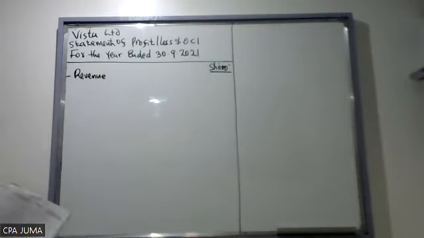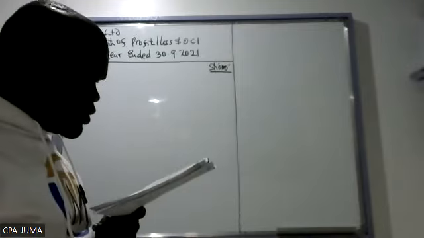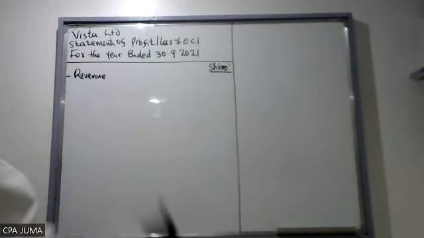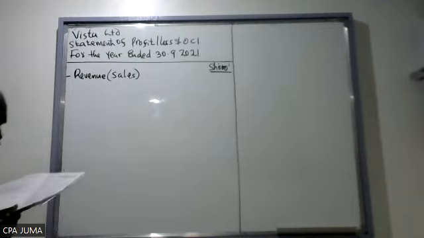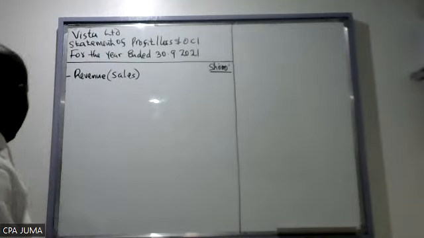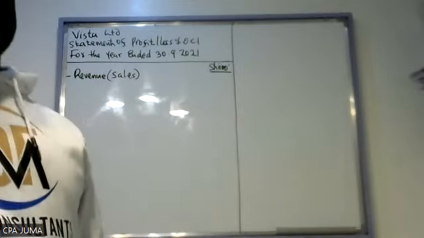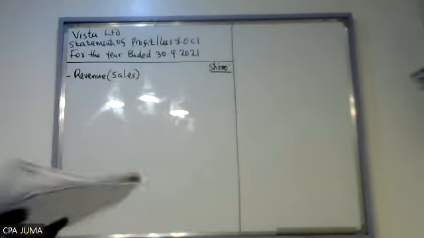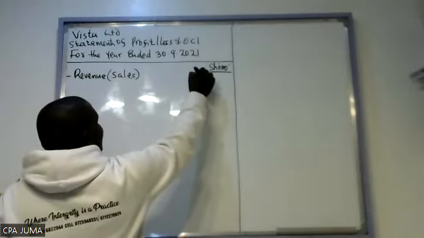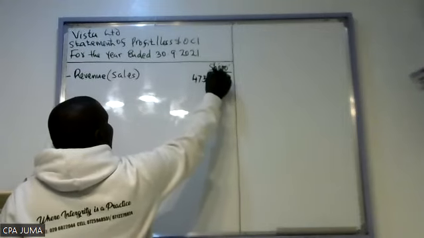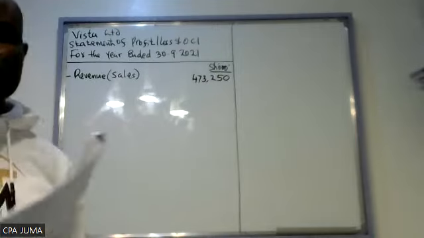Revenue, there was no working for revenue. So pick it the way it is. Revenue is the one they call sales. Here it was called sales. It is 473,550.